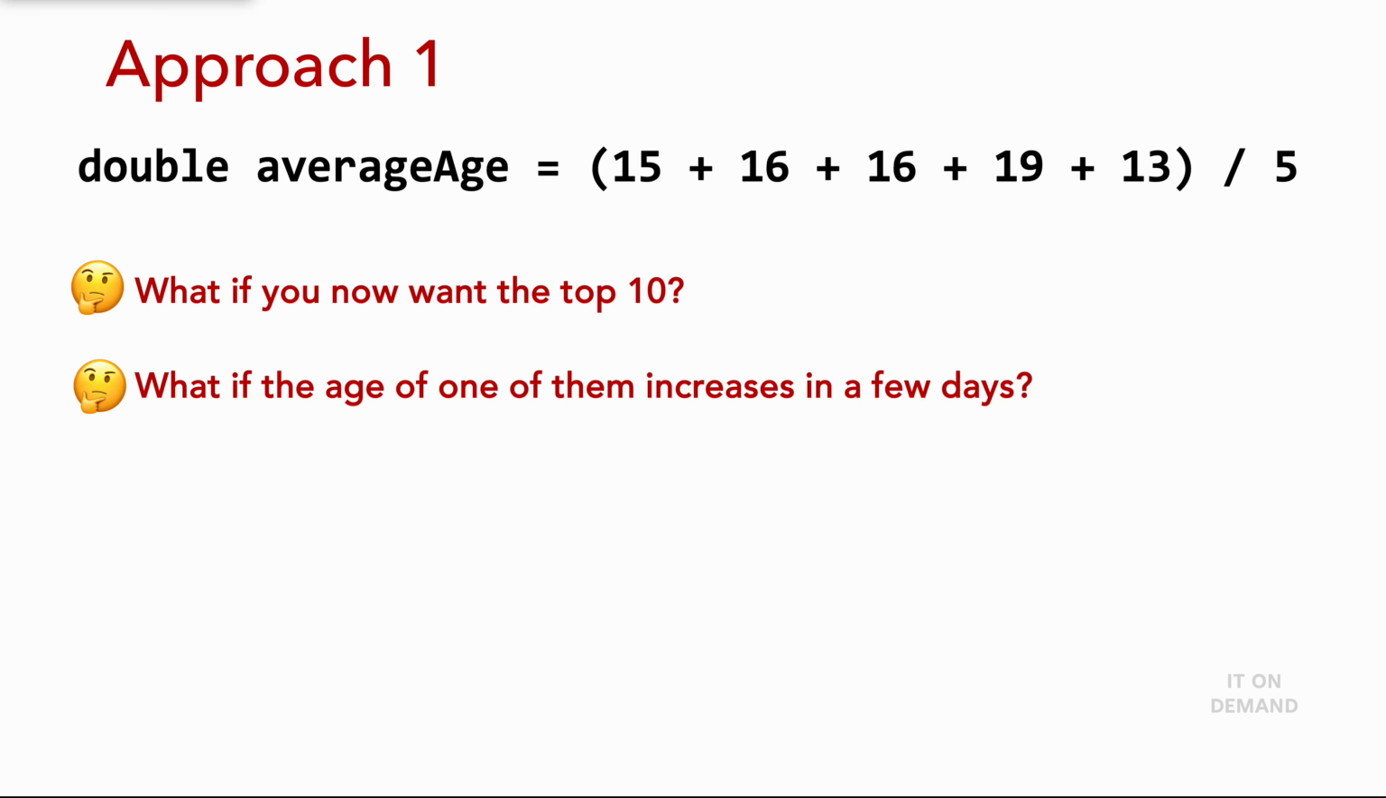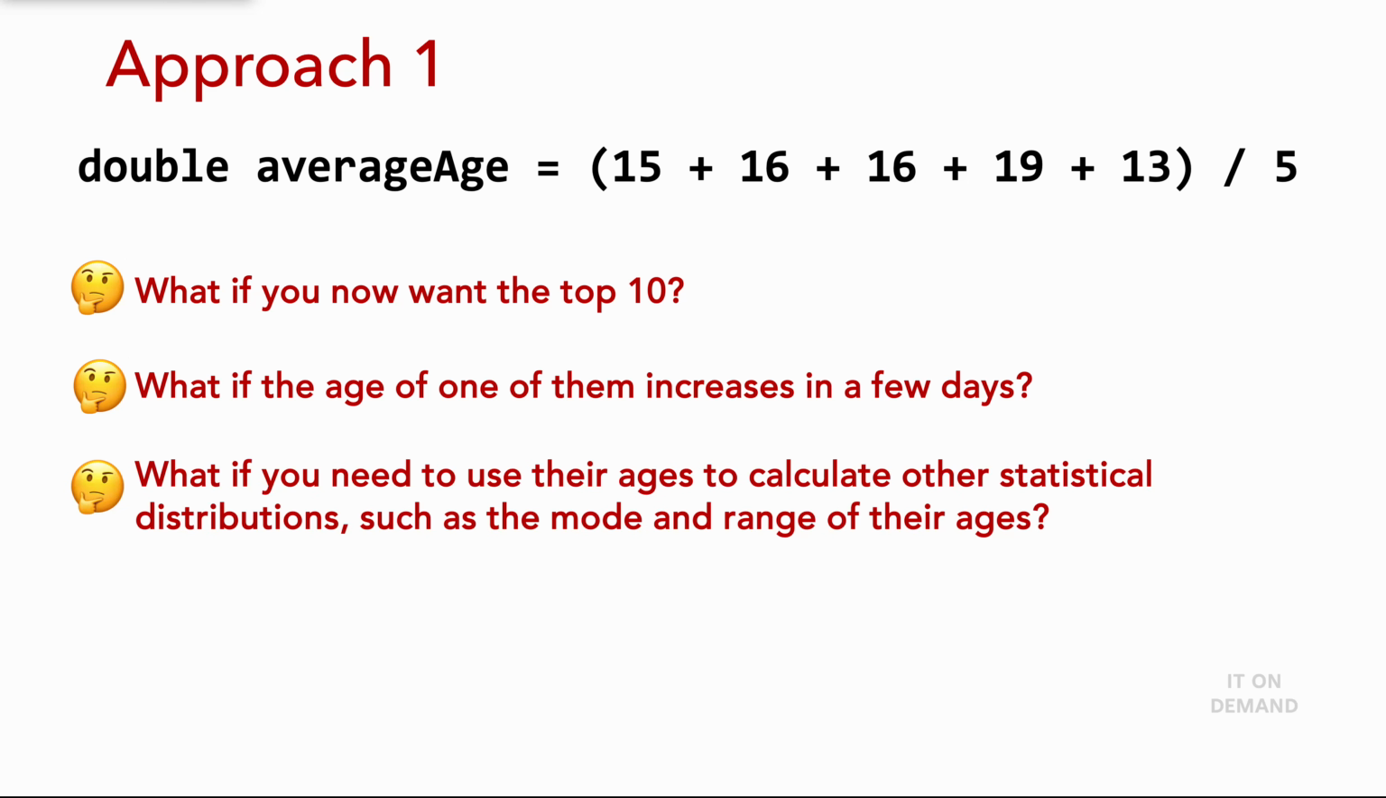But what if the age of one of them increases in a few days? So again, you have to come look for which of them. You probably would get confused if you look at 16 and 16. You're like, which one? Is it my top 2? Is it my top 3? You get confused, right? And let's say, okay, you're a very detailed person and you don't get confused so easily. You still breeze your way through this.